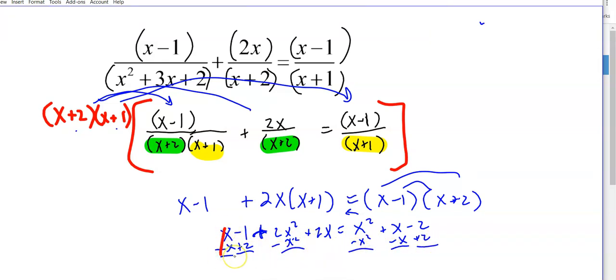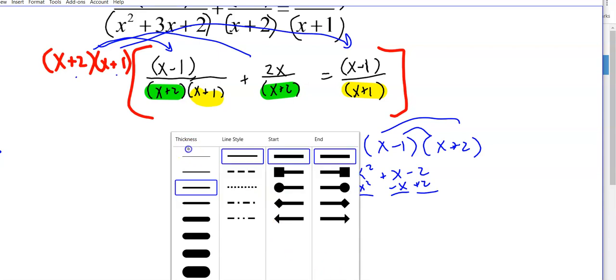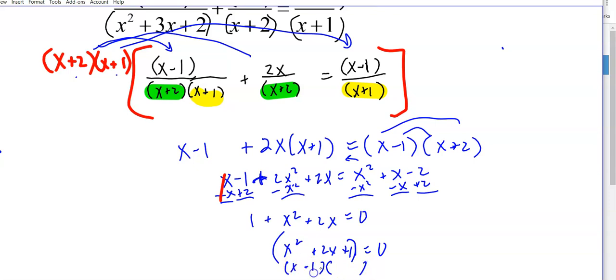Okay, that goes away. So let's simplify this a little. We get 1 plus x squared plus 2x equals 0. I don't like the order of that, so I'm going to say x squared plus 2x plus 1 equals 0. I'm hoping that factors. I think it does. So it's x plus 1 times x plus 1.